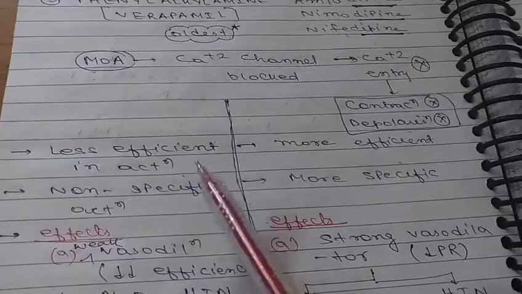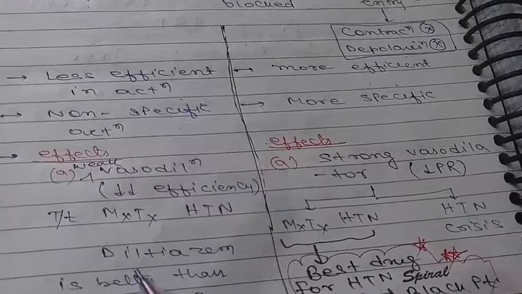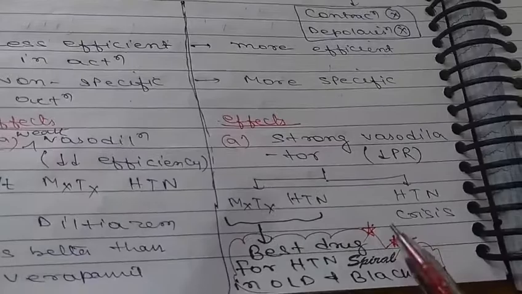So old calcium channel blocker is less efficient in action, it is non-specific in action, whereas the new one is more specific in its effects. So old are weak vasodilators, so they have very less efficiency, so they are given for maintenance treatment of hypertension. Okay, and diltiazem is better than verapamil. Clear? Whereas new are the strong vasodilators.